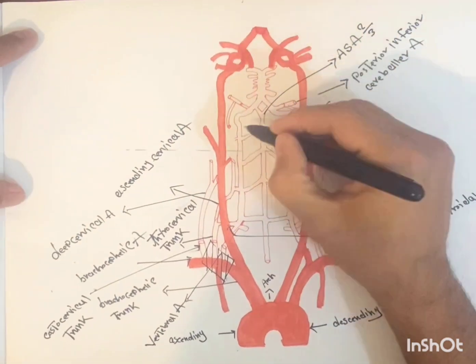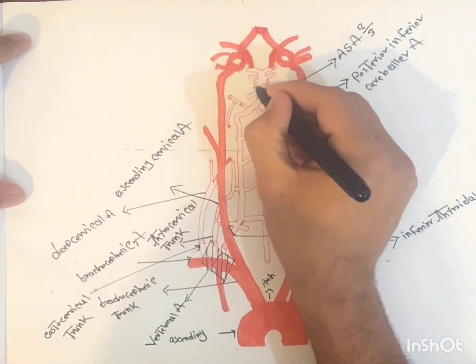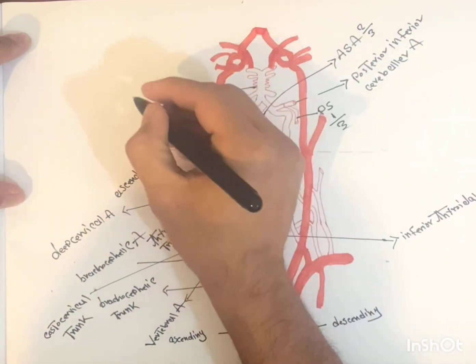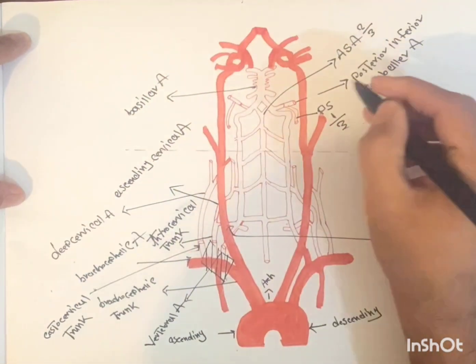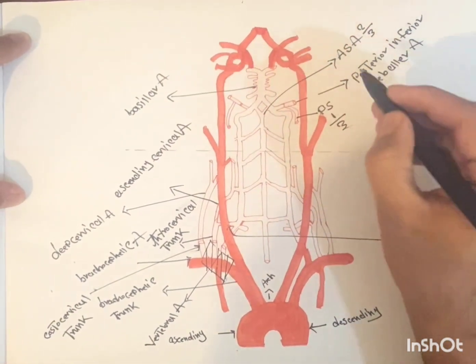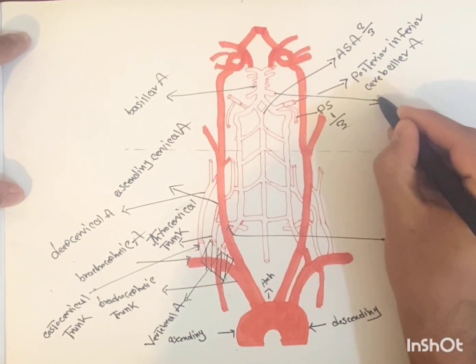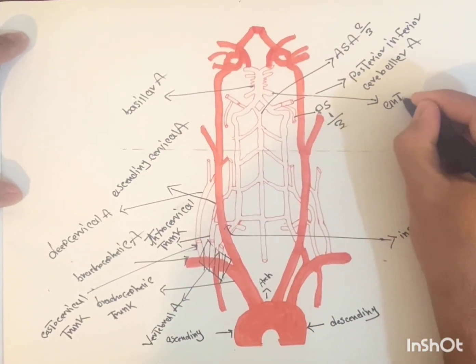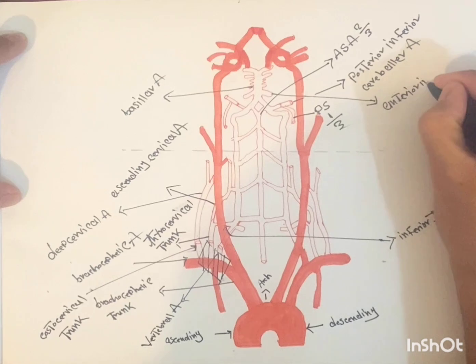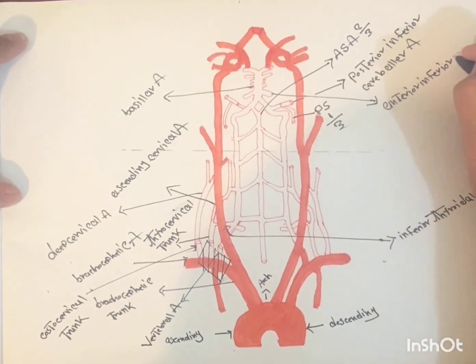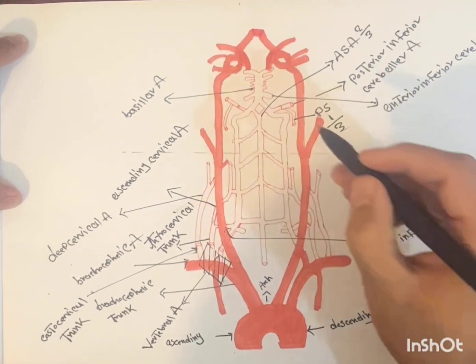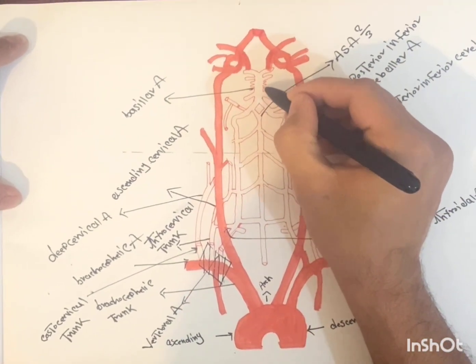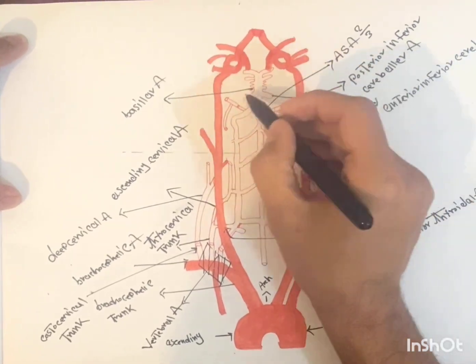Then these two arteries join each other and form the basilar artery. Here it gives a branch called the inferior cerebellar artery, for the inferior portion of the cerebellum. And then you have some small arteries called the pontine arteries, for the pons and the trigeminal nerve.